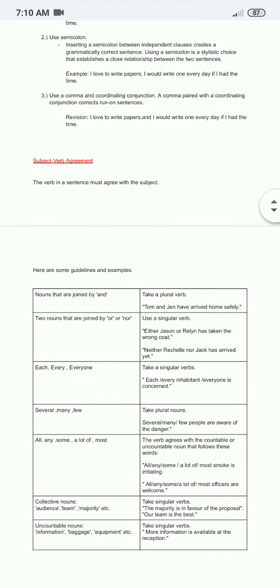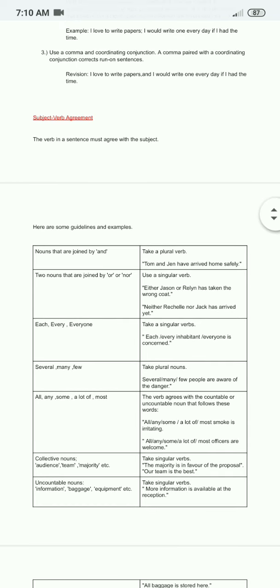Second, use a semicolon. Inserting a semicolon between independent clauses creates a grammatically correct sentence. Using a semicolon is a stylistic choice that establishes a close relationship between the two sentences. Example: I love to write papers; I would write one every day if I had the time. Third, use a comma and a coordinating conjunction. A comma paired with a coordinating conjunction corrects run-on sentences. Revision: I love to write papers, and I would write one every day if I had the time.